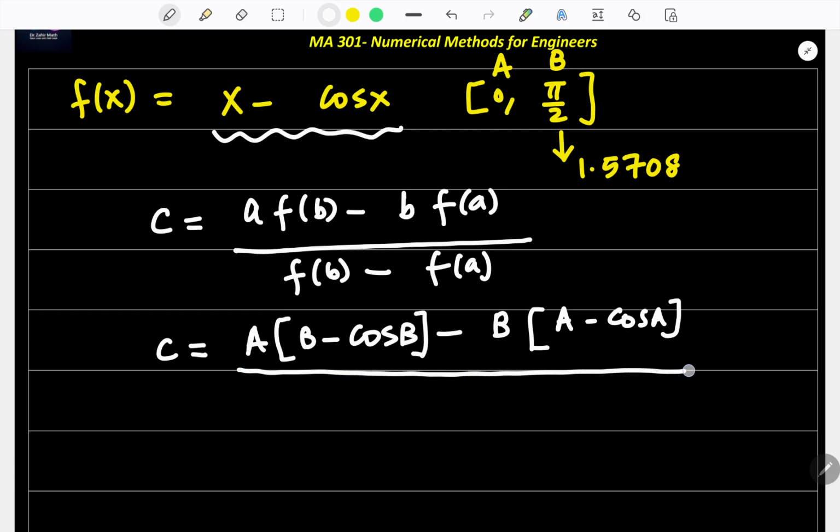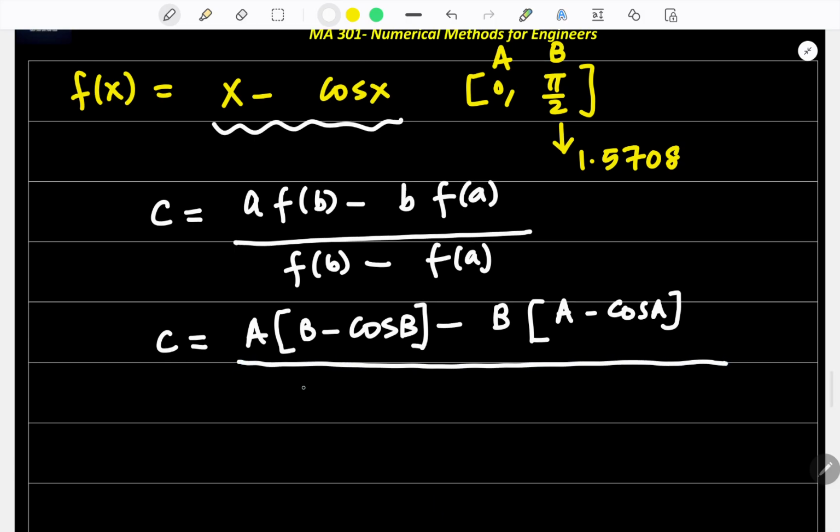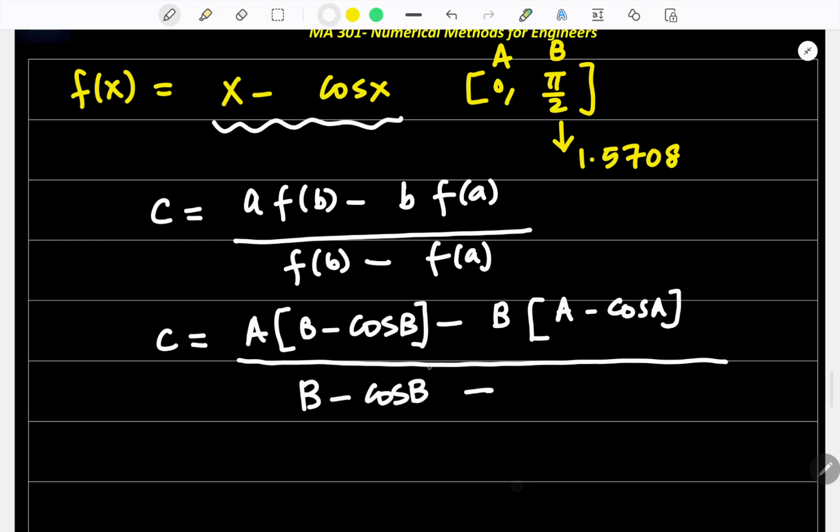And then divided by f of b. What is f of b? Which is b minus cosine b, and then minus f of a. Use the bracket please. Actually this bracket is not available in the calculator. You're going to use this bracket. Keep in your mind, right? So let me use the same bracket also. Okay, minus f of a.